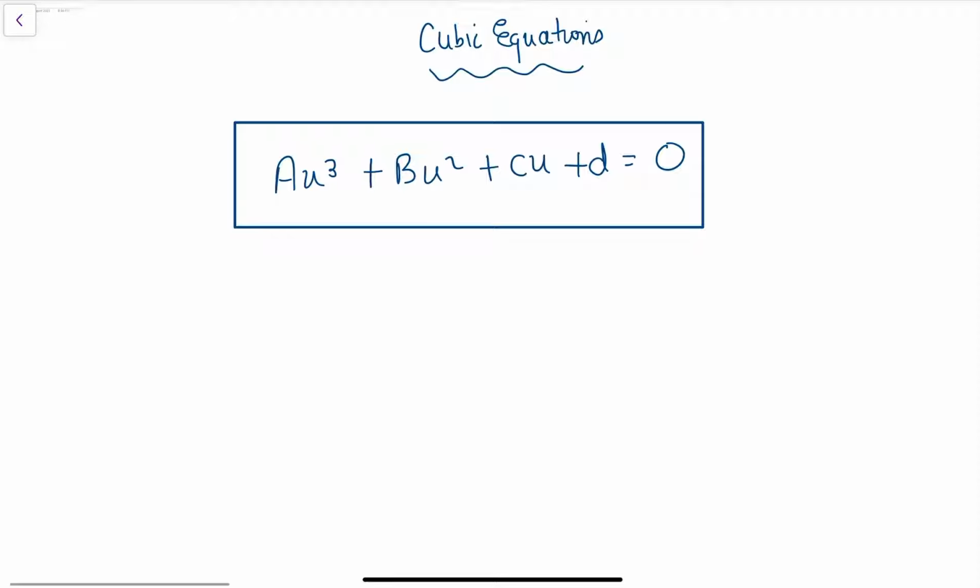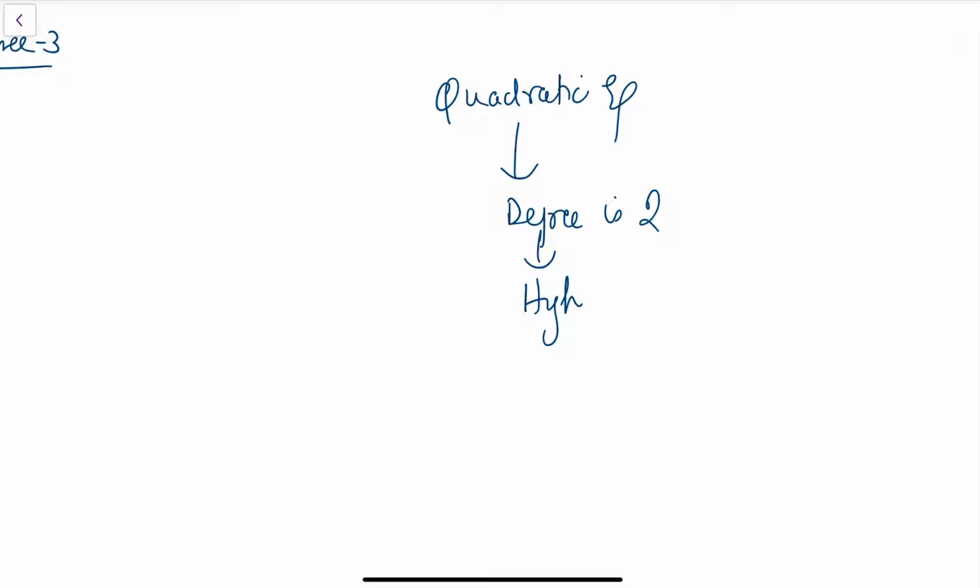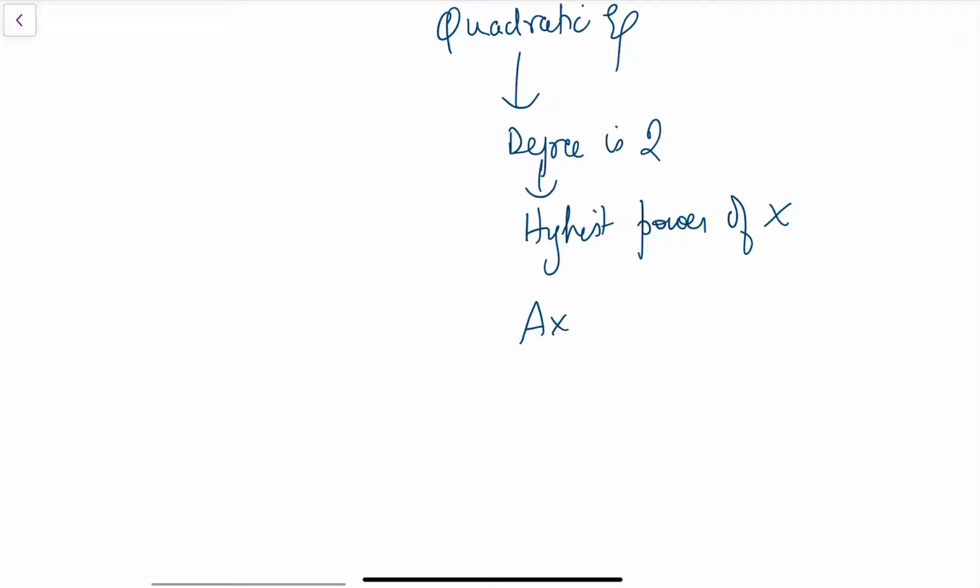Okay, let's begin. A cubic equation is any equation of the form ax cube plus bx square plus cx plus d is equal to 0. To understand this in a simpler way, cubic means degree 3. Whenever we talk about a quadratic equation, the meaning of quadratic is that the degree is 2. What is the degree? Degree is the highest power of x. The highest power of x is 2, and in a general way we write a quadratic equation as ax square plus bx plus c is equal to 0.